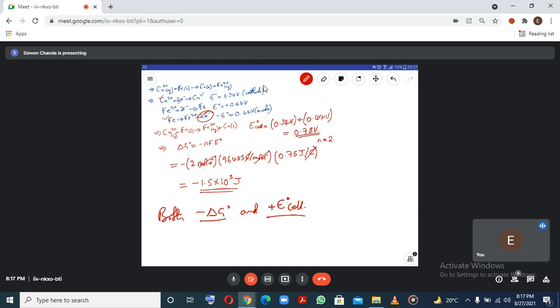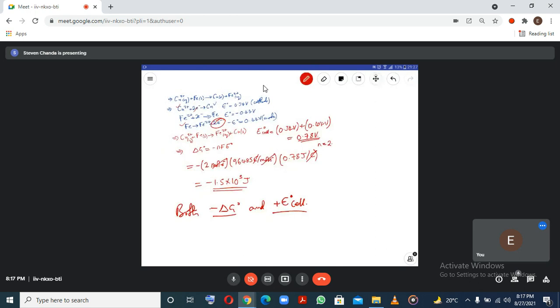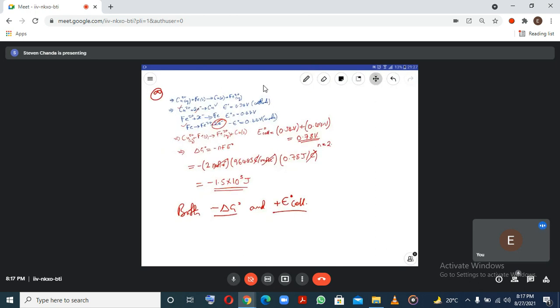So should we do a second equation? Should we look at a second example? People, can we look at a second example?